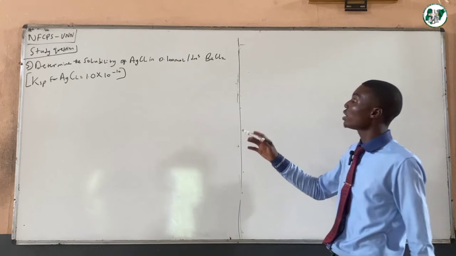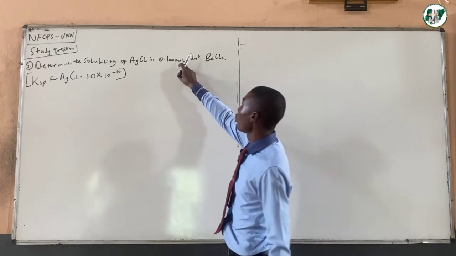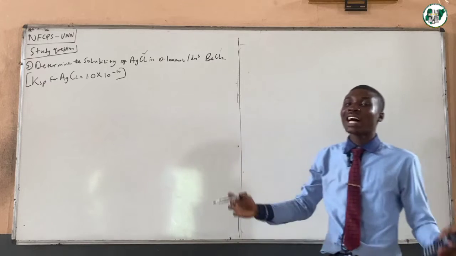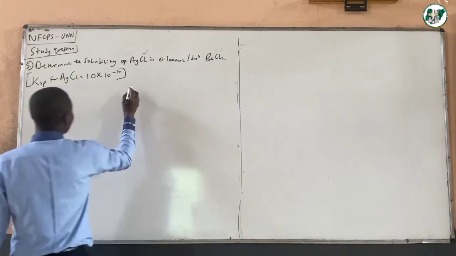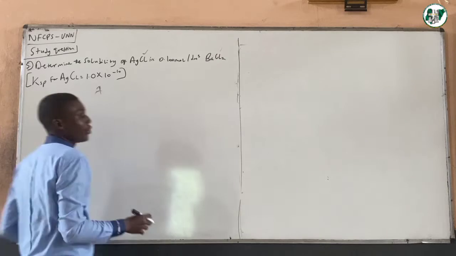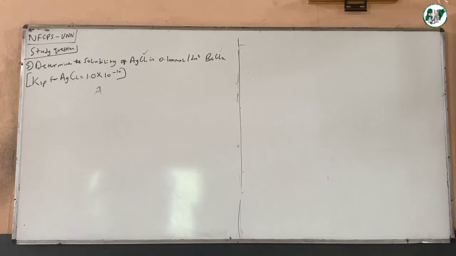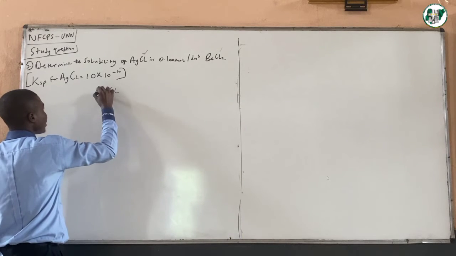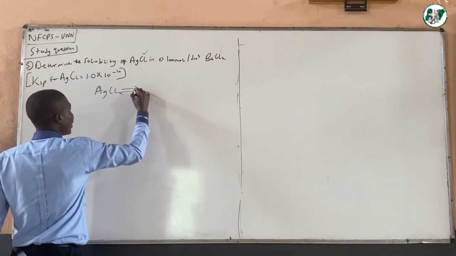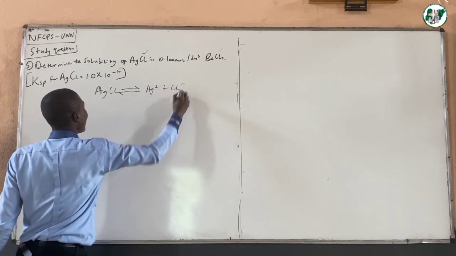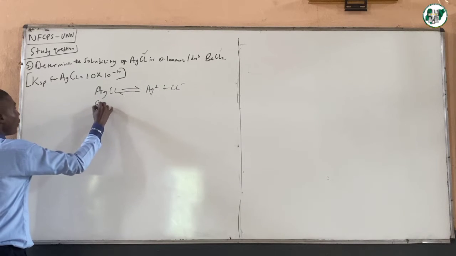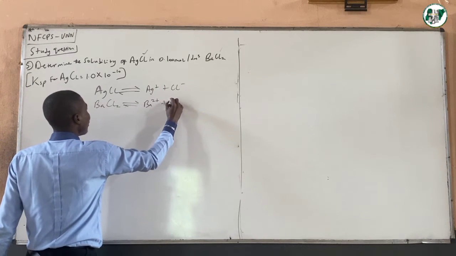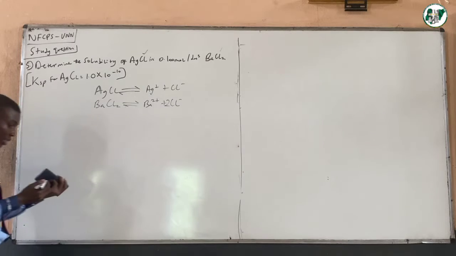The question said determine the solubility of AgCl in 0.100 mole per dm cube BaCl2. So you can see Cl here and Cl. What comes to your mind is common ion effect. So the first thing for you to write is the dissociation of AgCl, and that is going to be AgCl dissociating into Ag plus Cl minus, and then the next one you have is for barium. You have barium chloride dissociating into Ba2 plus Cl minus, 2 moles of Cl minus.